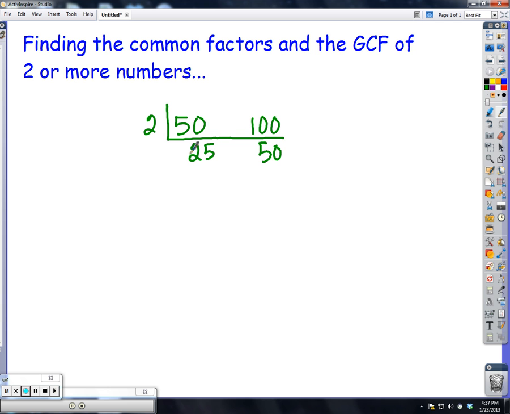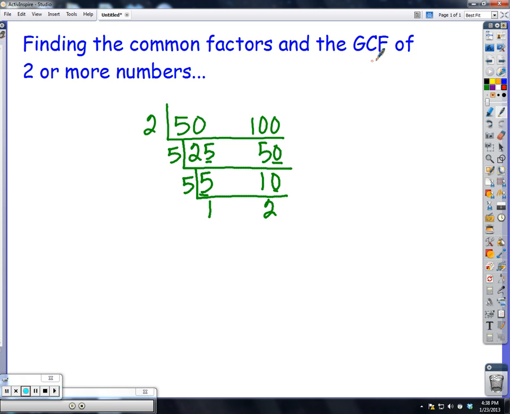Now, I'm going to look at the next level. What is a factor that both 25 and 50 have in common? Well, they both end in a 5 and a 0, so I know they're both divisible by 5. 5 goes into 25 5 times. 5 goes into 50 10 times. Now on this level, we have a 5 and a 10, so I know once again they're divisible by 5. 5 goes into 5 1 time. 5 goes into 10 2 times. Now on the last level, the only common factor 1 and 2 share is a 1, and remember, if that's the only common factor, then you are finished.